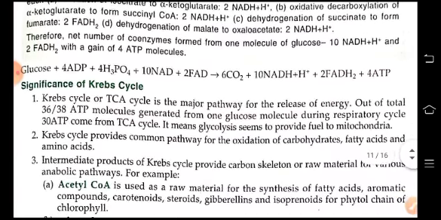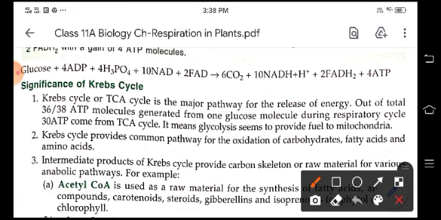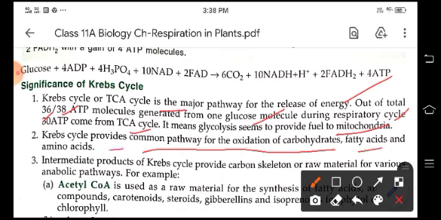Now what is the significance of this Krebs cycle? Krebs cycle is a major pathway for the release of energy. Out of a total of 36 ATP molecules generated from 1 glucose molecule during respiration, 30 ATP come from the TCA cycle. It means glycolysis seems to provide fuel to the mitochondria. Krebs cycle provides a common pathway for the oxidation of carbohydrates, fatty acids and amino acids.